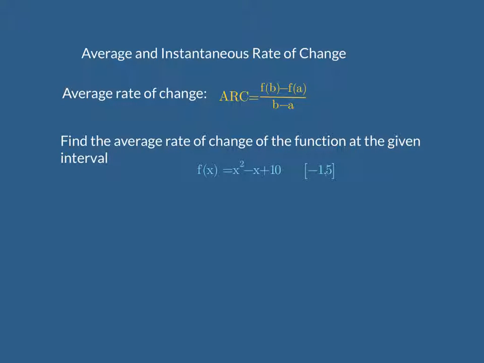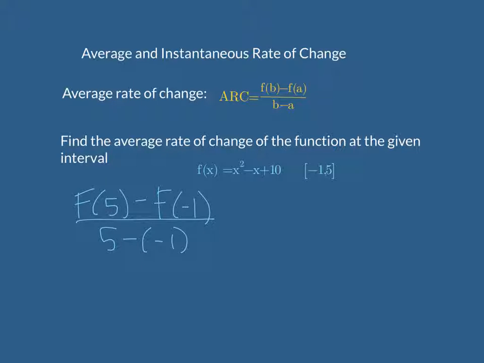Let's look at an example that uses the average rate of change. In this problem we have: find the average rate of change of the function at the given interval. My function is f of x equals x squared minus x plus 10, and the interval is from -1 to 5. So we're going to first find f of 5 and subtract f of -1. And then we are going to divide that by 5 minus -1.